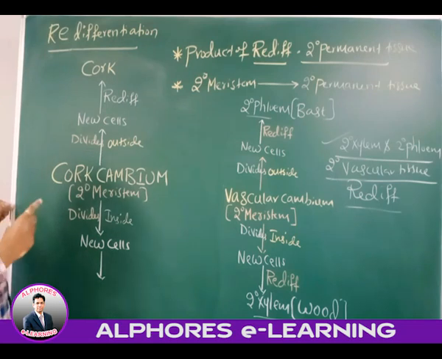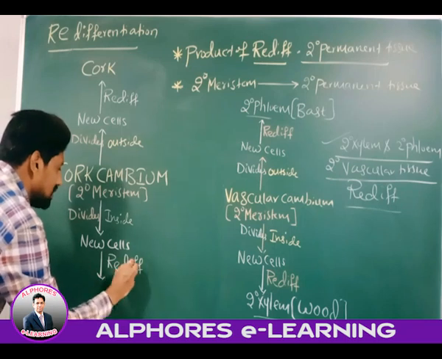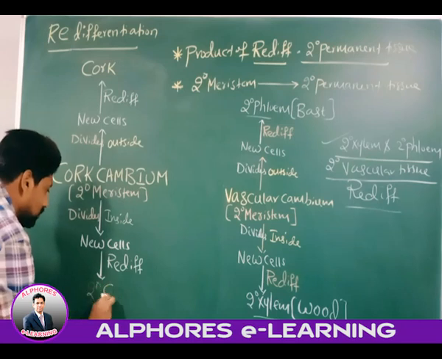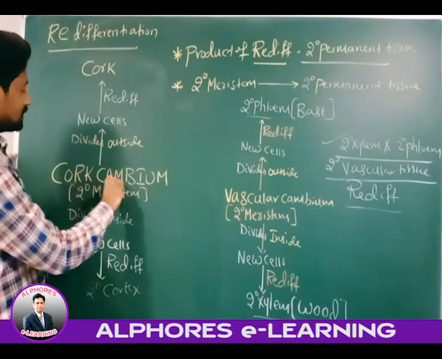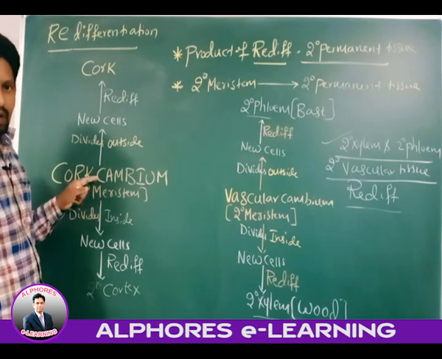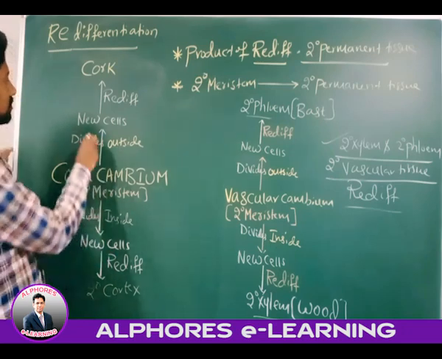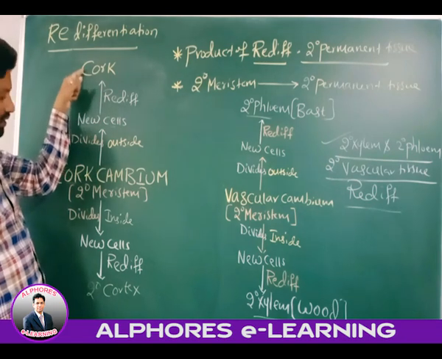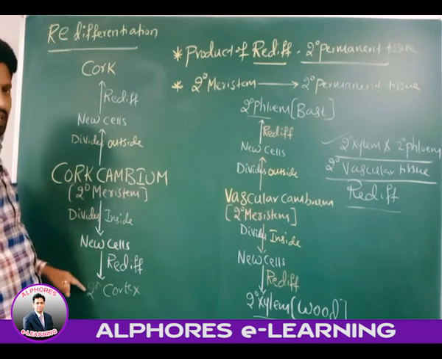Similarly, the new cells produced towards the inside also undergo which process? Redifferentiation process. And what do they produce, sir? Secondary cortex. See here, sir, cork cambium is a secondary meristem, so it divides. When it divides, it produces new cells towards the outside and towards the inside. New cells produced towards the outside undergo redifferentiation and produce cork. New cells produced towards the inside undergo redifferentiation and produce secondary cortex.